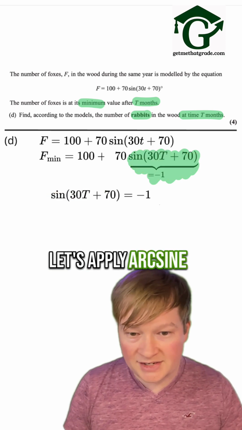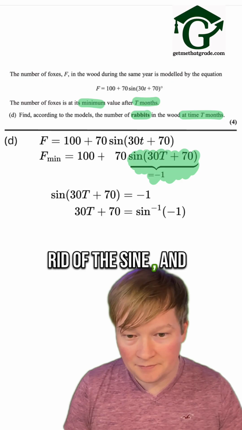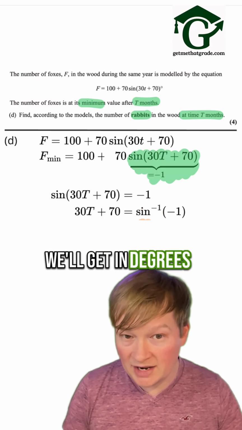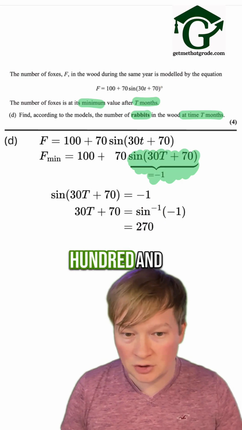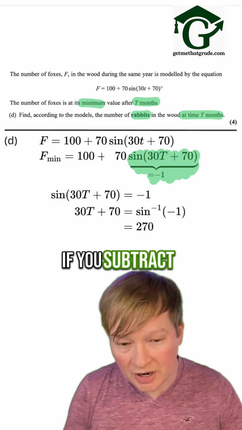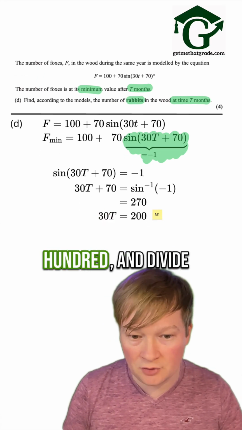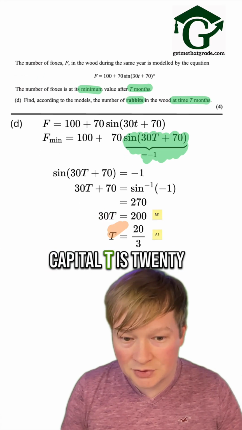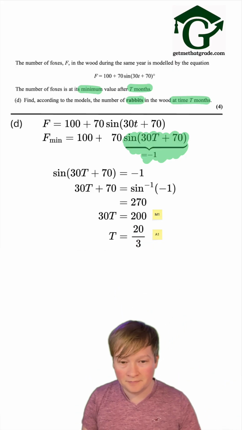Let's apply arc sine to both sides to get rid of the sine. And we'll get, in degrees, remember working in degrees, 270. If you subtract 70, we get 30t equals 200. And divide by 30, we get capital T is 20 over 3.